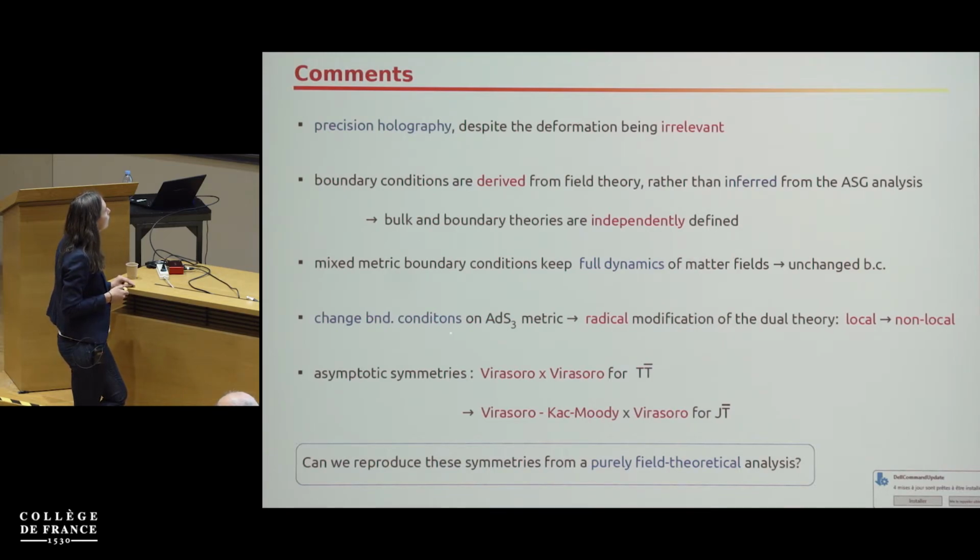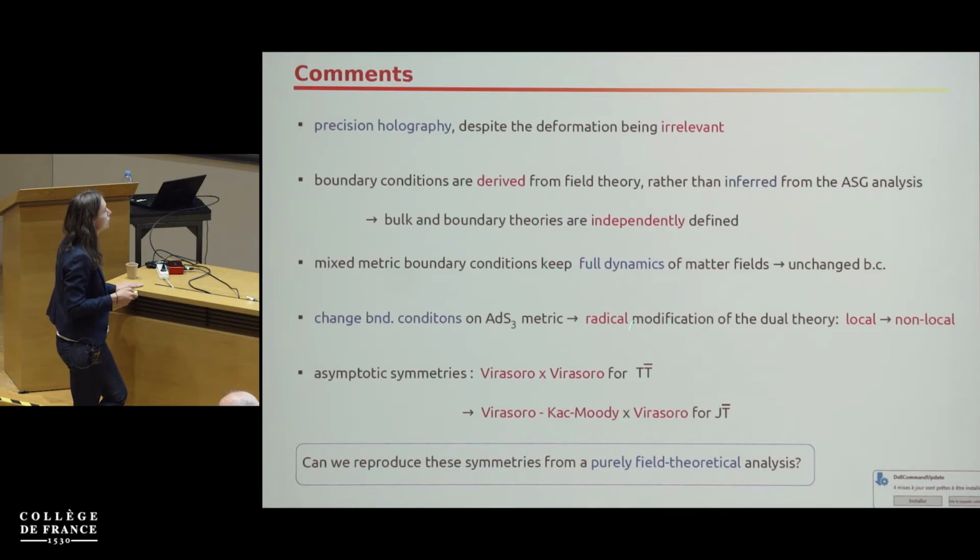Another comment that's probably obvious. This example shows very explicitly that changing the boundary conditions on the AdS3 metric from Dirichlet, which are the standard boundary conditions that make you dual to a CFT, to these mixed boundary conditions, which look like a pretty innocuous change from the gravity side, actually corresponds to a rather radical modification of the dual theory. The theory turns from a local theory into a fully non-local theory. So it's really not innocuous from the field theory side.